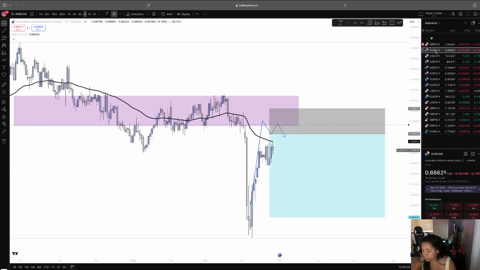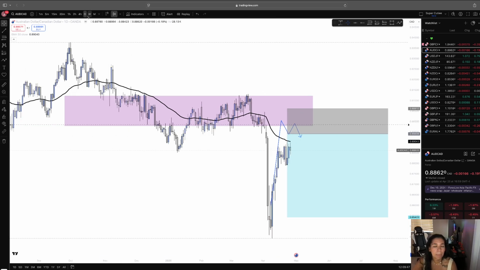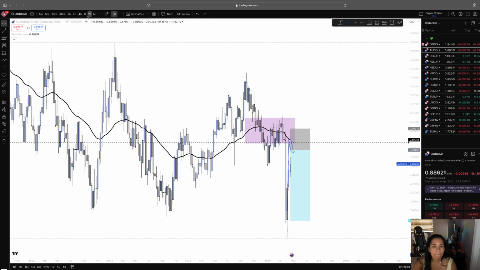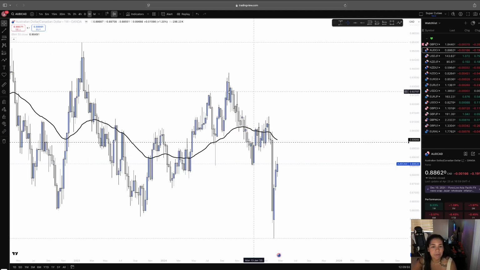Let's move on. Let's go to AUD CAD. Okay, AUD CAD, you know what? I'm still going to, let me see. Let's go ahead and erase everything so you guys can see clearly. These are my runs from last week. So on the weekly time frame, you can see that price broke below this EMA level, came back to retest it, and had a crazy momentum to the downside.